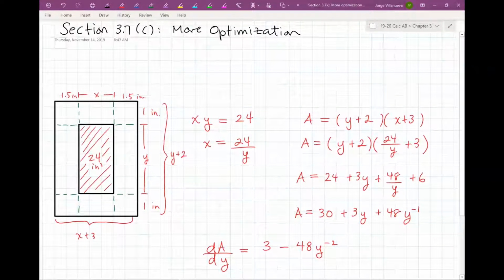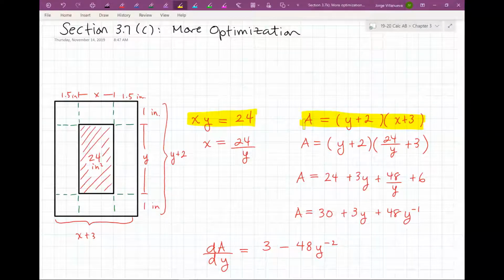All right, so we are going to be working on the problem that we left off on yesterday, which was the page problem, right? Where they wanted you to figure out the size of the paper so that you use the least amount of paper and still fit 24 square inches of print inside of it. So yesterday we created our two equations: xy equals 24, that was one of the equations. The other one was area equals y plus 2 times x plus 3. So we had those two equations.